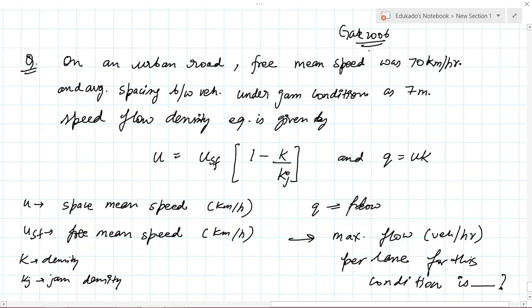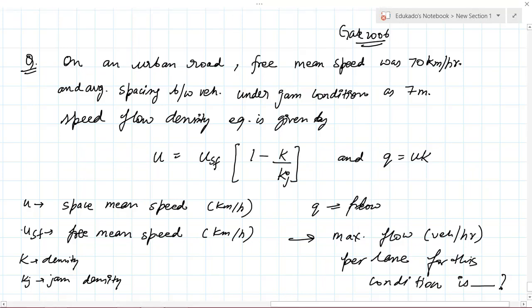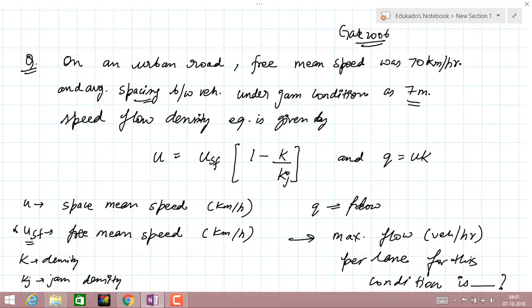So what it is saying is, on an urban road, free mean speed was 70 kilometers per hour, and this free mean speed is given by this USF over here. Alright, and average spacing between vehicles under jam condition is 7 meters. It is just a spacing given to you. You don't know this jam density.